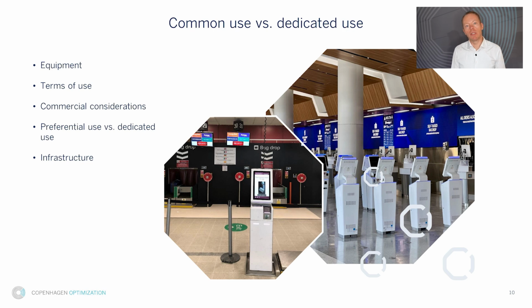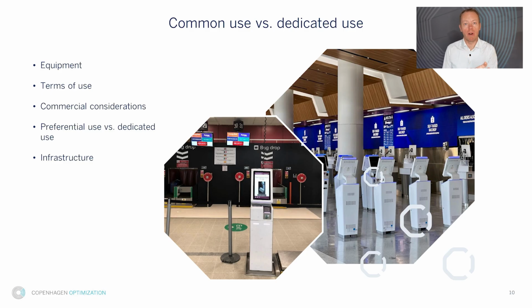Another consideration is the common use versus dedicated use, and then you could extend that further and say maybe it's also preferential use. So the equipment that you have in the airport, and of course this has to do with the stands, but it essentially goes across all the areas, check-in, baggage and the like. So to what degree is this dedicated to a single airline? To what degree is this shared among all airlines?